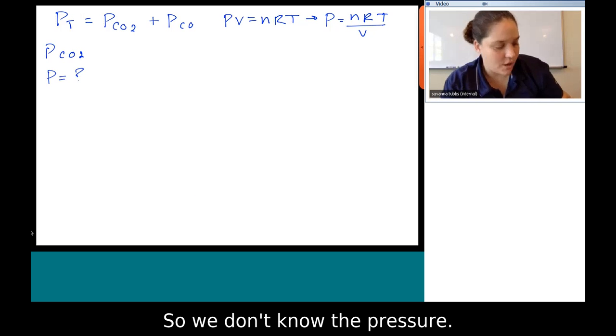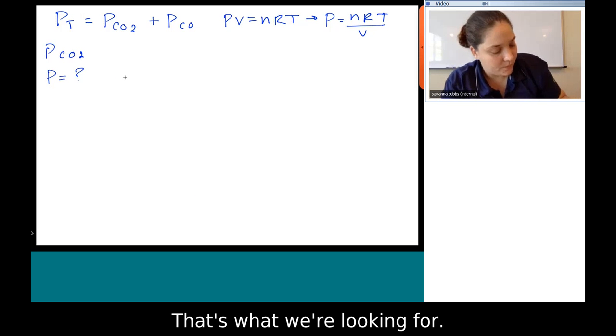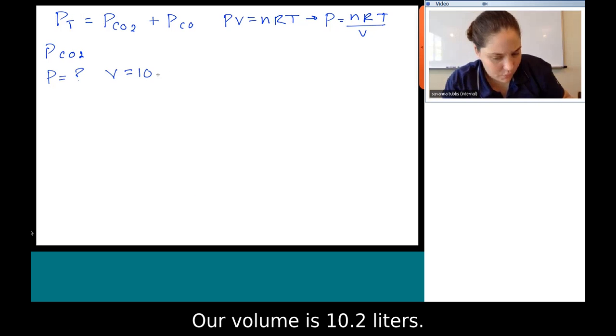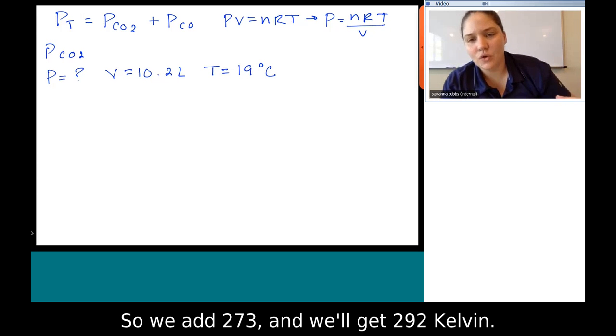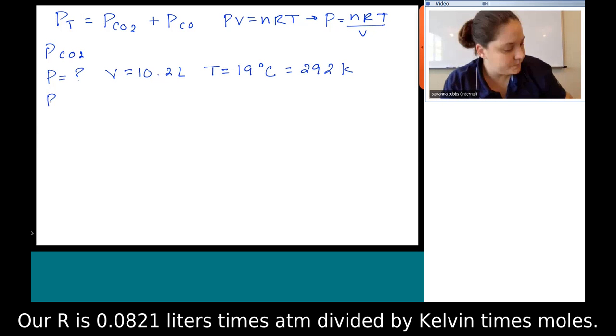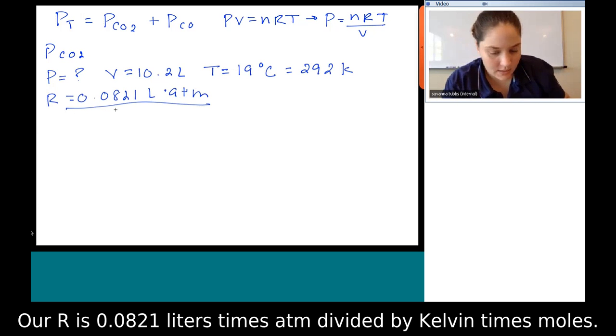So we don't know pressure, that's what we're looking for. Our volume is 10.2 liters. Our temperature is 19 degrees Celsius, so we add 273 and we'll get 292 Kelvin. Our R is 0.0821 liters times ATM divided by Kelvin times moles.